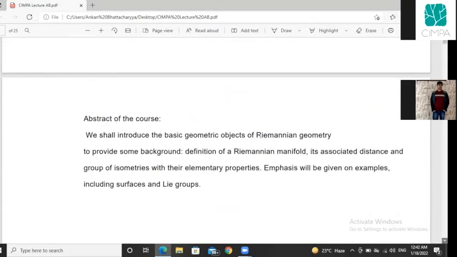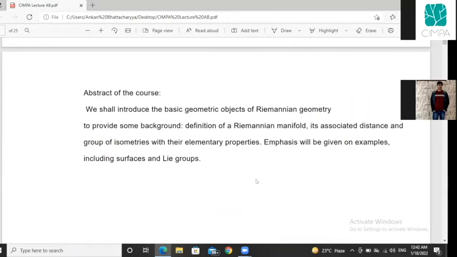This is the abstract of the course. We shall introduce the basic geometric objects of Riemannian geometry to provide some background. That is, the definition of a Riemannian manifold, the concept of distance in a Riemannian manifold, and the group of isometries with some elementary properties, with emphasis on examples including surfaces and Lie groups.